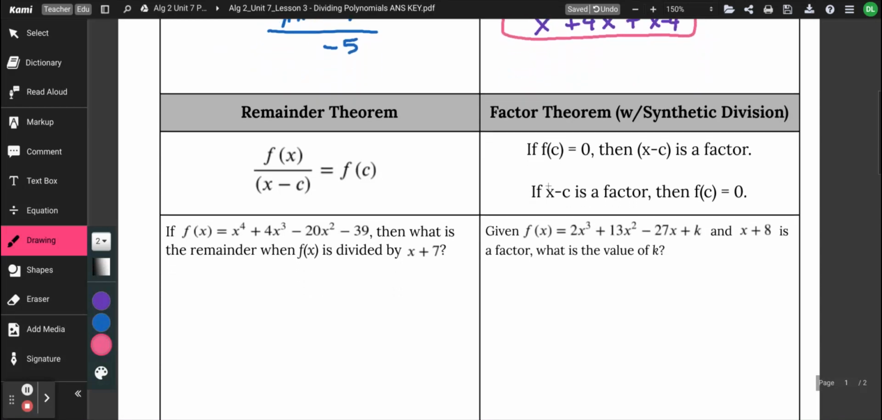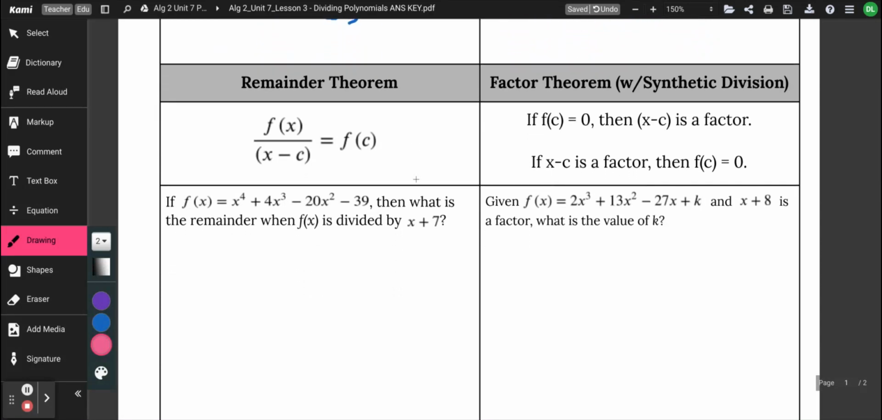Okay, so why do we need to know synthetic division or dividing polynomials? The first thing is the remainder theorem. The idea behind it says that if I do division, it doesn't matter whether you do synthetic division or long division, I'm going to get the same answer as if I substitute in my solution of c.